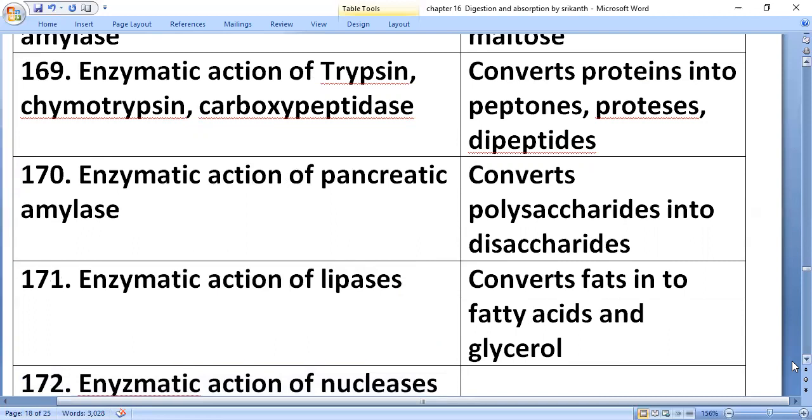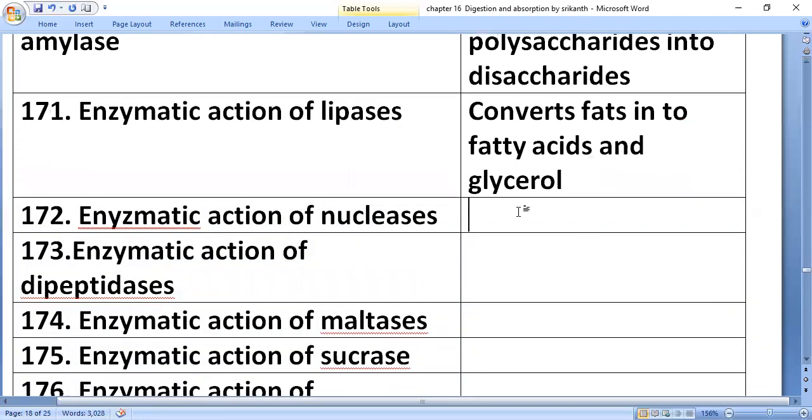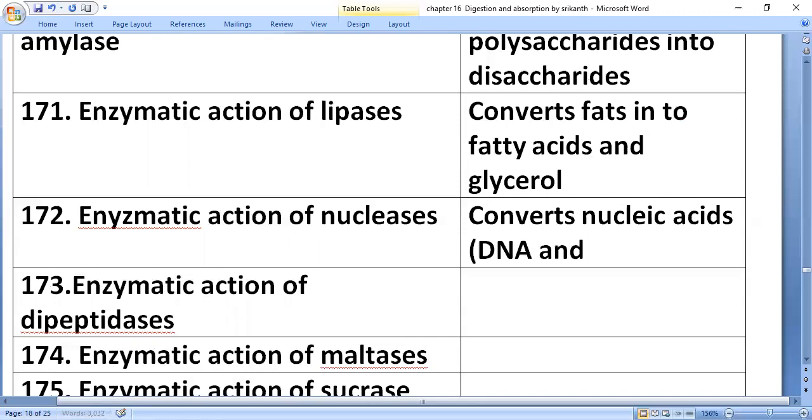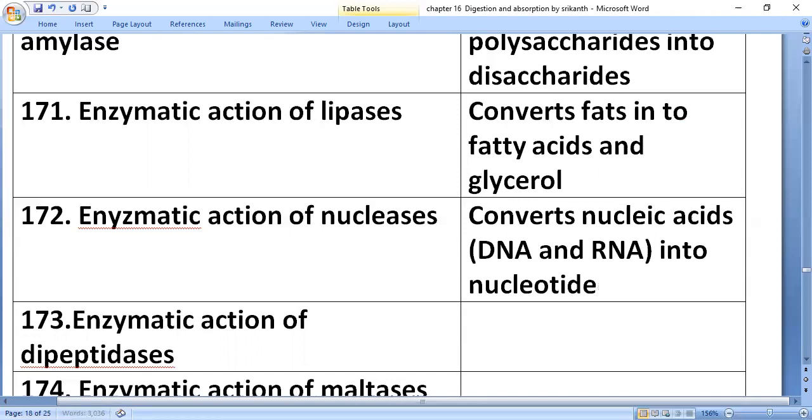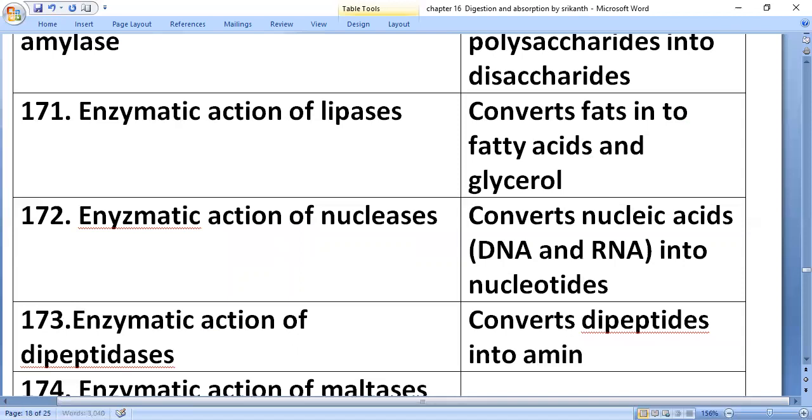Enzymatic action of nucleases, which means on DNAs and RNAs, converts nucleic acids, which means DNA and RNA, into nucleotides. Enzymatic action of dipeptidases converts the dipeptides into amino acids.